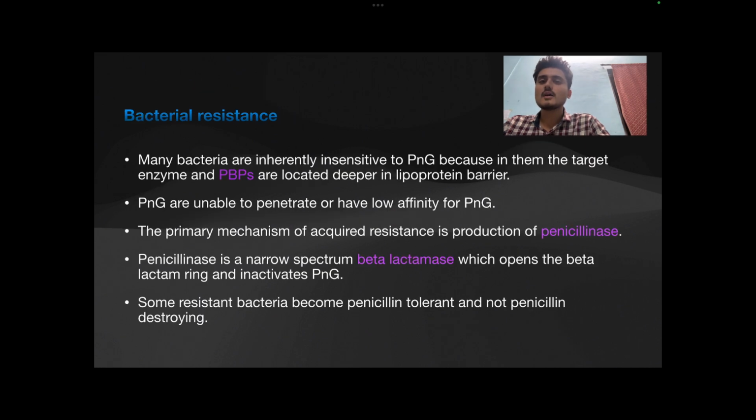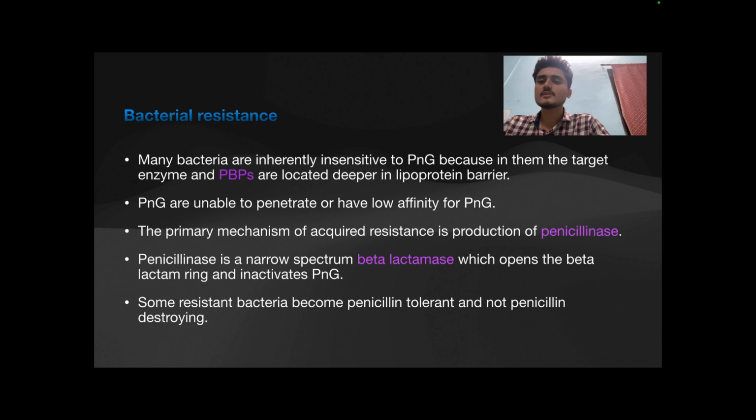Bacterial resistance. Many bacteria are inherently insensitive to penicillin G because in them the target enzymes and penicillin binding proteins are located deeper in the lipoprotein barrier, where penicillin G is unable to penetrate or has low affinity.